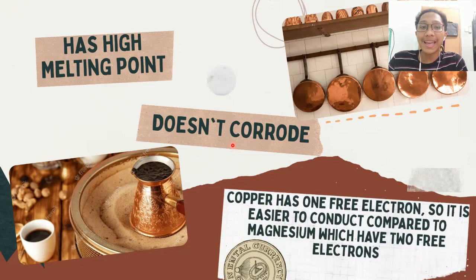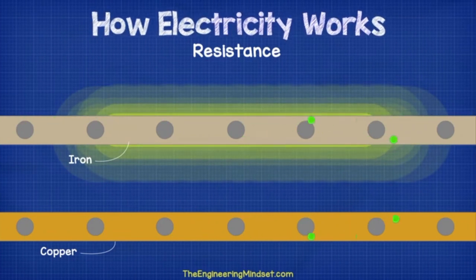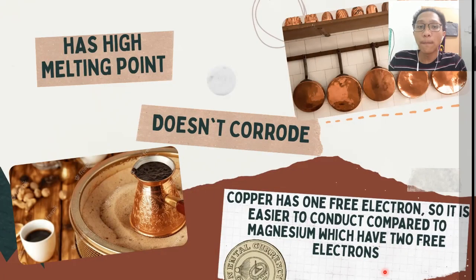Lastly, copper has one free electron, so it is easier to conduct compared to magnesium, which has two free electrons. Each copper atom has lost one electron and become a positive ion, so copper is a lattice of positive copper ions with free electrons moving between them.